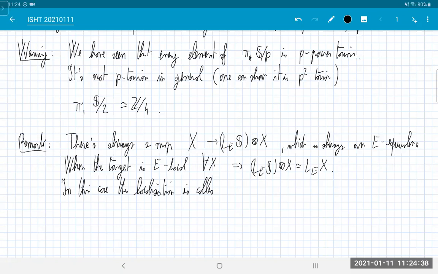In this case, the localization is called smashing. It's called a smashing localization. That's because the old name for the tensor product of spectra is the smash product. And we have seen that the S[1/p] localization is smashing. Not all localizations are, and the next example will be a localization which is not smashing. Smashing localizations are particularly well behaved. For example, E-local spectra are closed under colimits, which is not a general feature of E-local spectra.